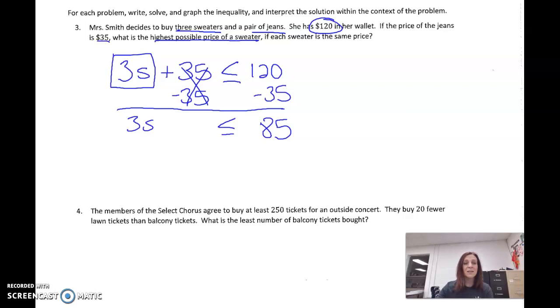Now I solve for S. This is 3 times S. I undo multiplying with dividing. I always divide by whatever the coefficient is. That's 3. So I'm going to divide both sides by 3. 3 divided by 3 is 1S. 85 divided by 3 ends up being 28.3333.